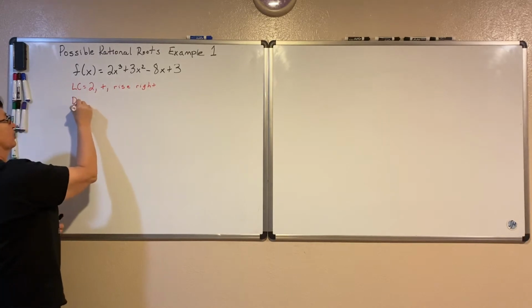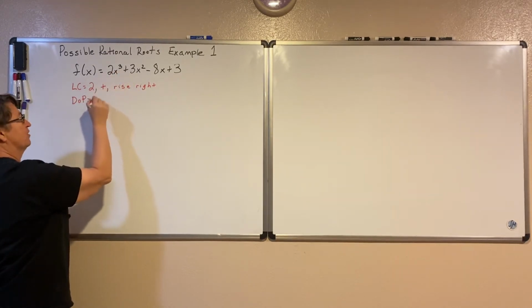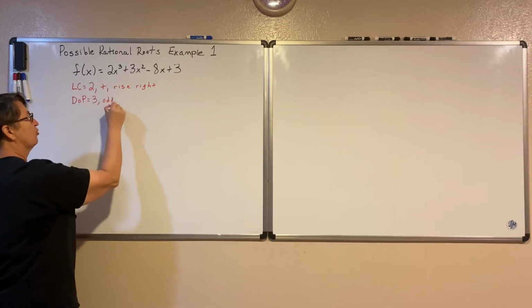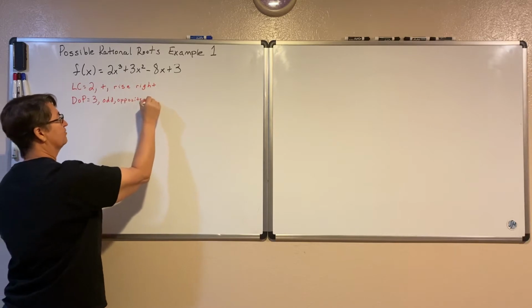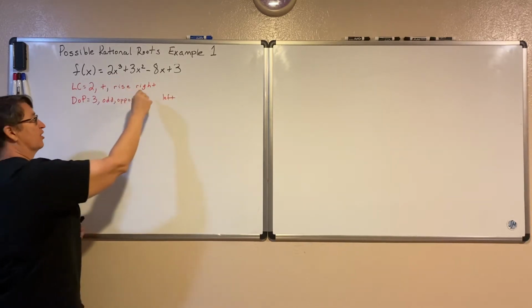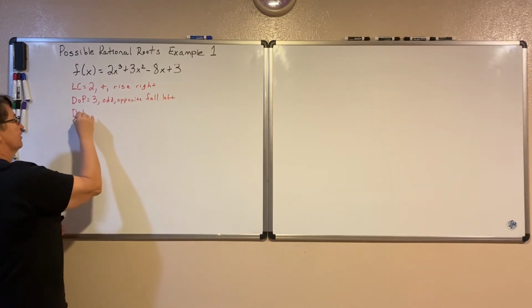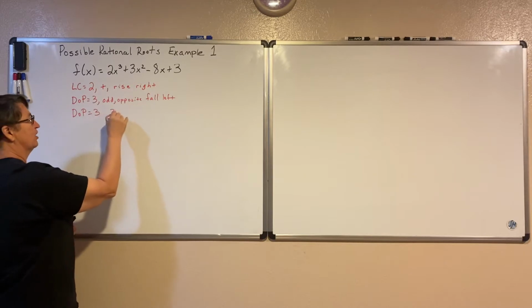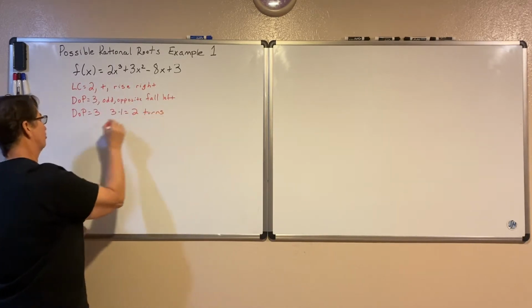Next, we look at the degree of the polynomial. The degree of this polynomial is 3. That 3 is odd, so we know that it's going to have opposite end behavior. And on the left then, since it was rising on the right, it will fall on the left. Then, because the degree of the polynomial is 3, we know that there is going to be one less turn, so there are going to be 2 turns.